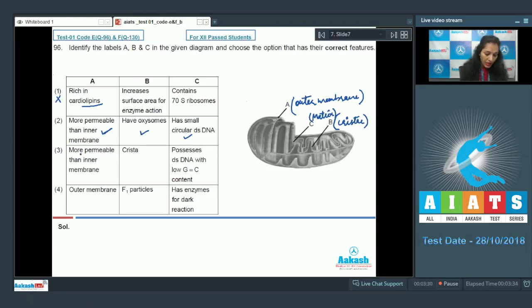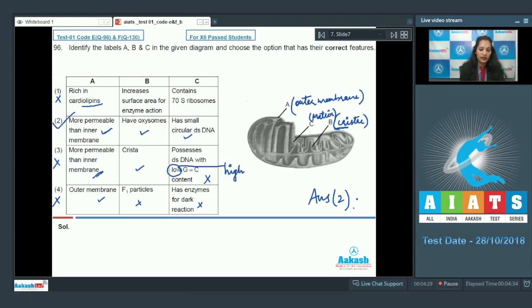What about the third option? A is more permeable than inner membrane. It is true, as the outer membrane is more permeable than the inner one. B cristae, yes, because as we have already discussed that the B are cristae. And C, the matrix has double-stranded DNA with low GC content. No, the matrix has its own DNA with high GC content. So this option is ruled out. Fourth one, A outer membrane, true. B F1 particles, no, these are the cristae which has oxysomes. So this option is ruled out. C has enzymes for dark reaction? No. Enzymes for dark reaction are present in the chloroplast, not in the mitochondria. So the correct option for the given question is option number 2.